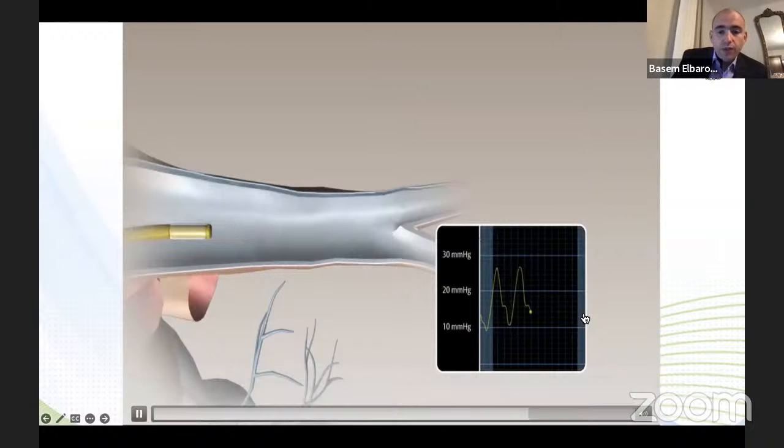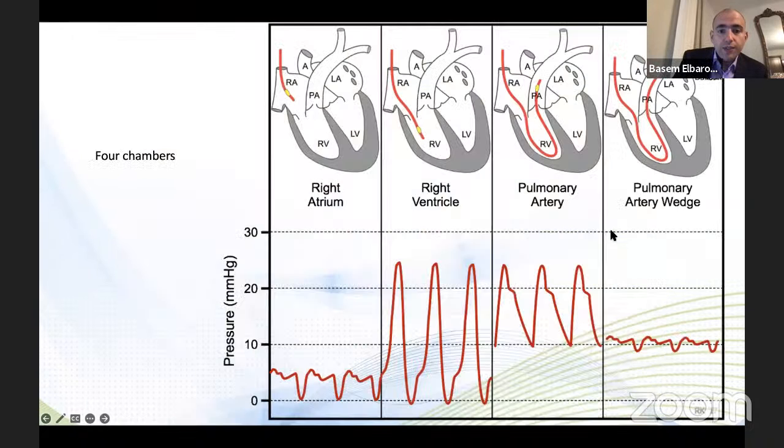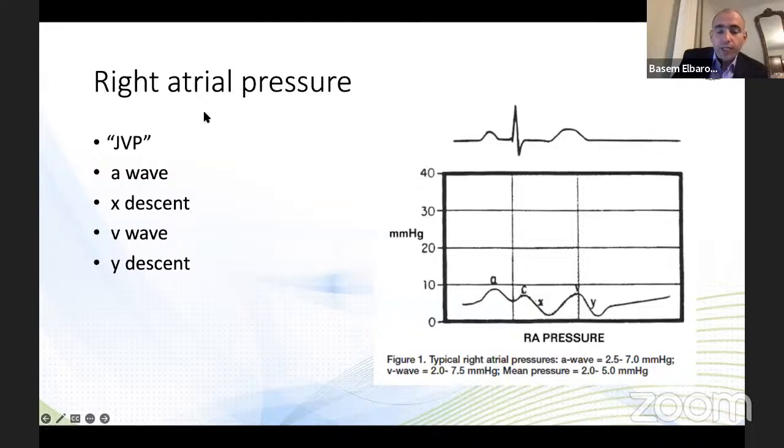All right. So essentially, there are 4 chambers: the right atrium, right ventricle, pulmonary artery, and pulmonary artery wedge pressure that we measure, okay? So we'll start with the right atrial pressure. The right atrial pressure is essentially the JVP. When you examine the JVP, you're examining the right atrial pressure.